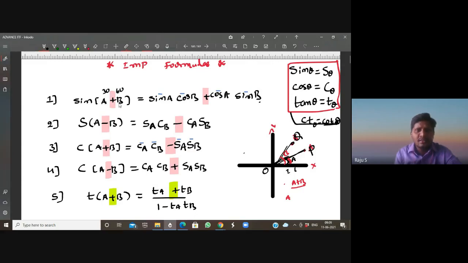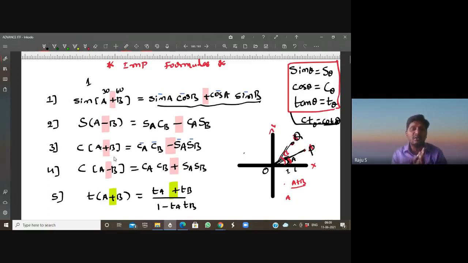So the left side is 30 plus 60, which is 90. Sine 90 is 1, so the LHS value is 1. Now in the same way, you can substitute the same values in the RHS and verify whether LHS equals RHS or not. Surely we get 1; the RHS also gives 1. In the same way, you can give some A value and B value in the second form, the third form. Like that you can verify every one.